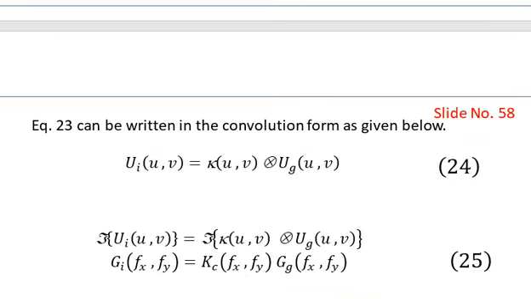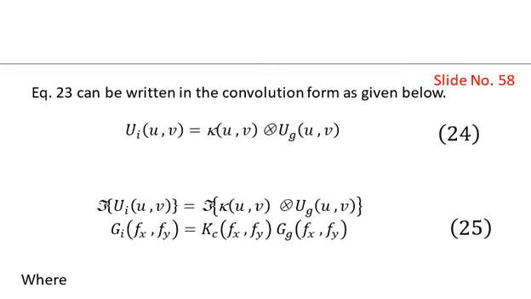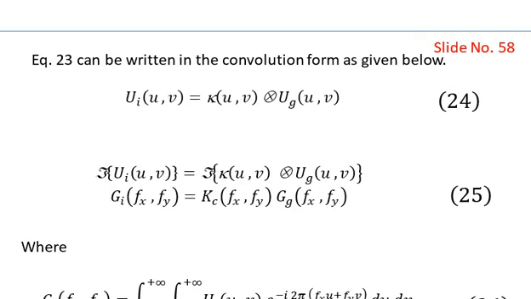So you can write in equation number 24 that ui as a function of u and v is equal to kappa as a function of u and v convolved with ug as a function of u and v. You see that here we have written the coordinate of ug as u comma v. Whether you write it at the object plane or at the image plane, both have to be the same, because ug at the object plane is the same as ug at the image plane, because this is a geometric optics image. Okay, now let's take the Fourier transform of equation number 24.